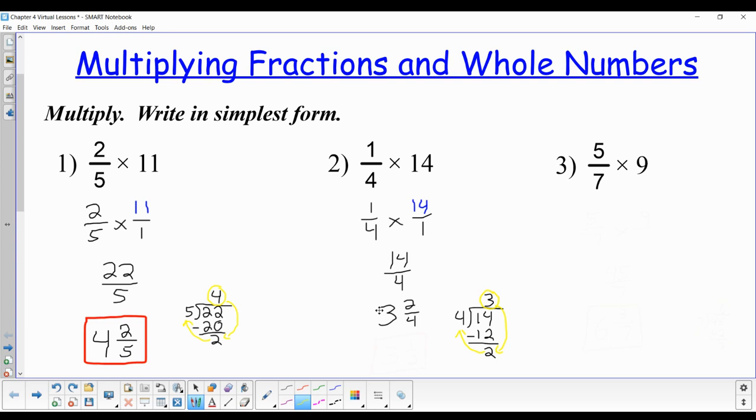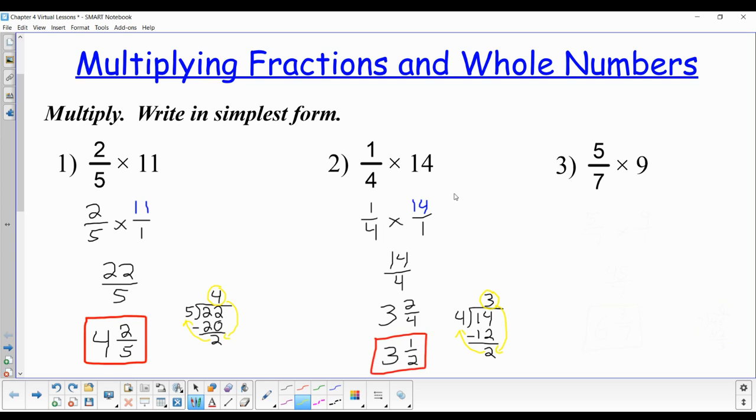Now, even though we've made this into a mixed number, we're not done because it is not in simplest form. 2 and 4 can reduce. So 2 divided by 2 is 1, and 4 divided by 2 is 2. You wind up with the mixed number 3 1/2.